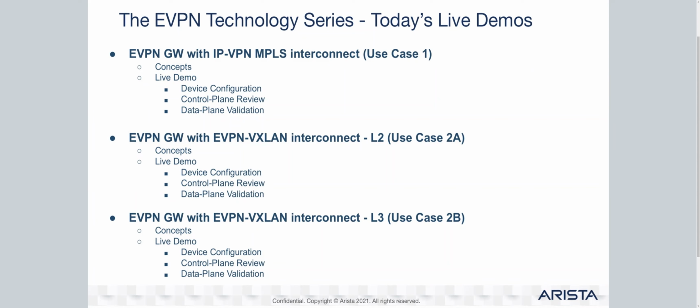Now, one may look at this list and say, okay, 1, 2, 3, wait a minute. Didn't Alex just cover some use cases that are supported but are not listed here? And if someone is thinking that, they would be correct. These demos were selected in the interest of time, but other use cases such as MPLS EVPN to VXLAN EVPN are indeed supported.